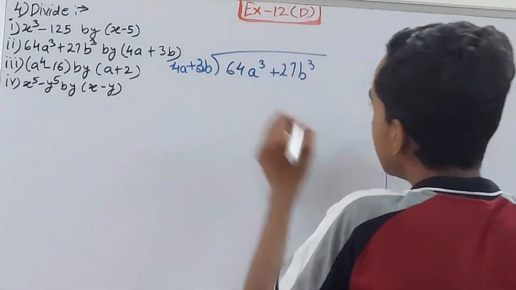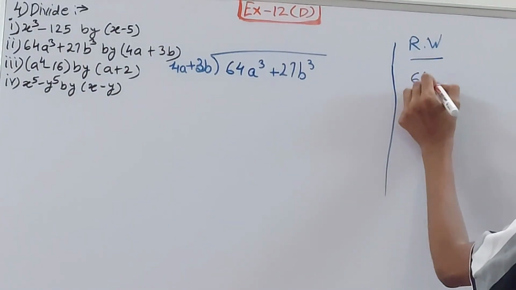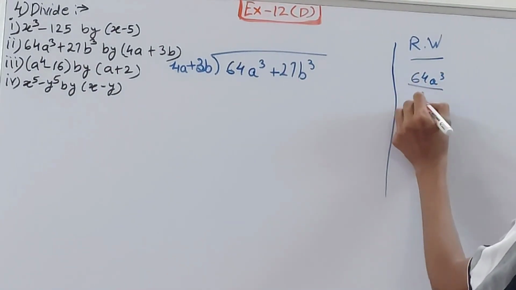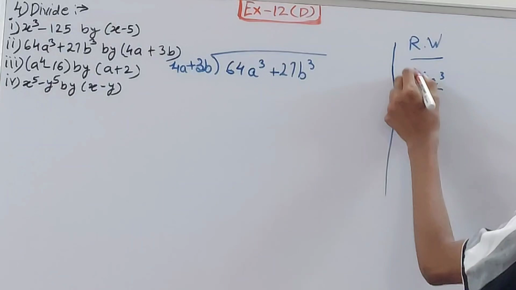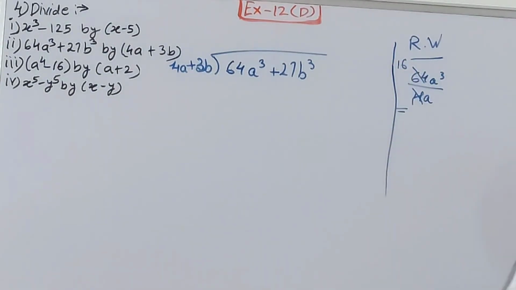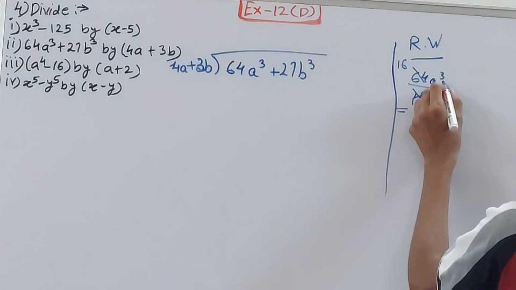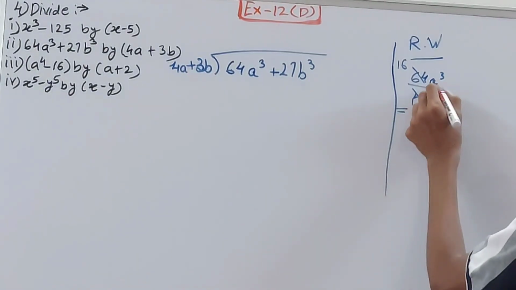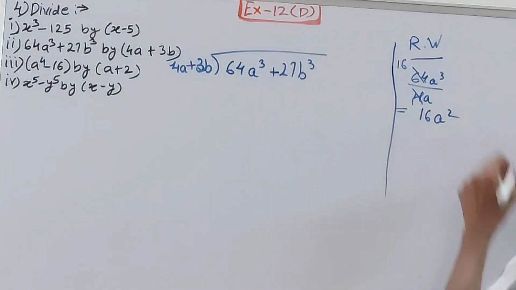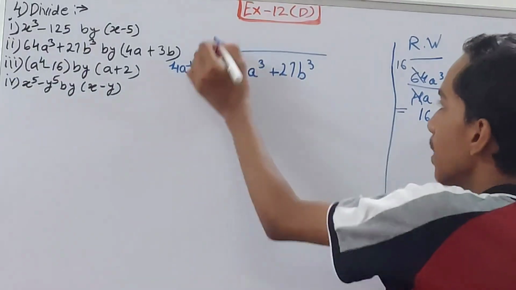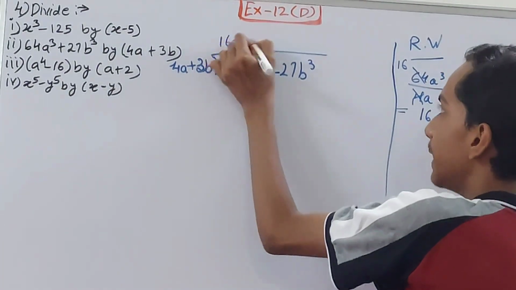So we will begin with 64A cube, right? And then you have 4A here. So 4 and 64 will cancel each other. 64 goes 16 times by 4, and A cube and A: 16A, 3 minus 1, A square, so 16A square. The first term of the question becomes 16A square.